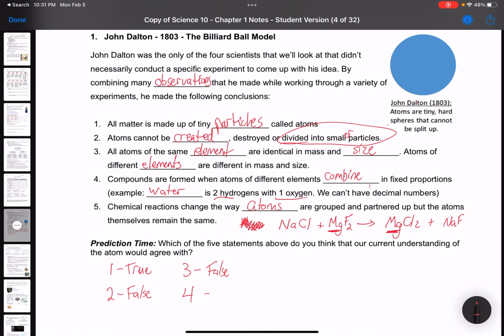Number 4, compounds are formed when atoms combine in fixed proportions. That's true. And number 5, chemical reactions change the way that atoms are grouped or partnered. Absolutely true. Now, depending on what kind of chemical reaction you're talking about, maybe 5 you could also view as false. But for the most part, in this course, 5 is also going to be true. So when you look at it, 3 for 5 from a scientist in 1803 trying to define matter, that's pretty darn good. He's got my props for sure.